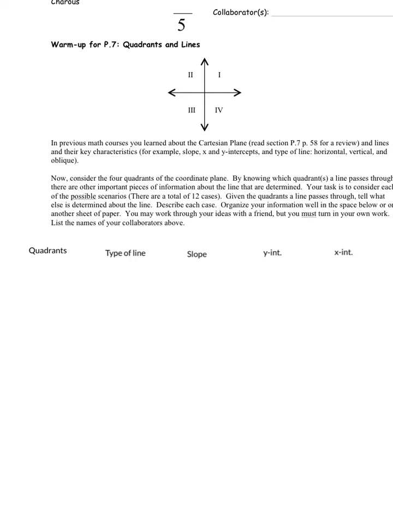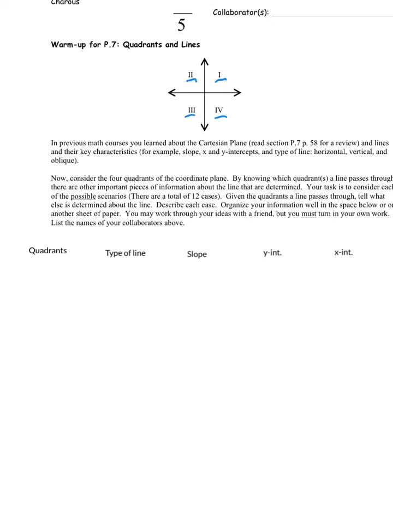In warm-up for P.7 quadrants and lines, we're going to look at information that you've learned in the past in a new context. So we know that we have the Cartesian coordinate plane. It's defined into 4 quadrants. Quadrant 1, 2, 3, and 4. And we've learned a lot about lines and their characteristics.